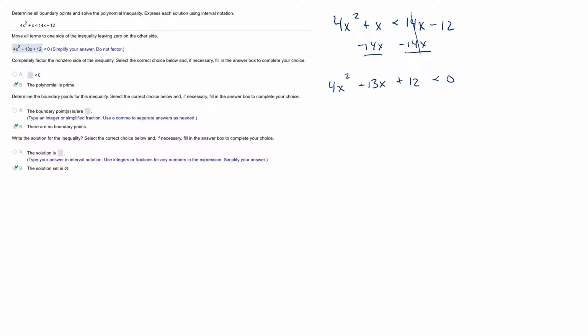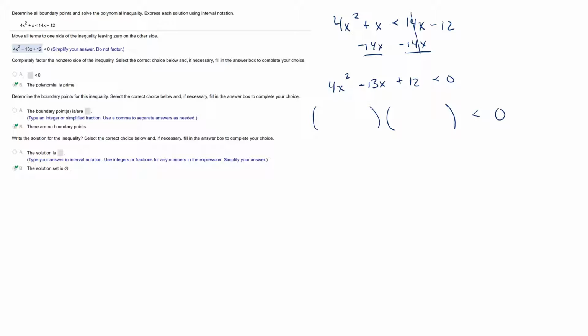the next thing they asked me to do is completely factor the non-zero side. So first I would check for a GCF. There's nothing in common between these three terms, so there's no GCF. I can't factor anything out there. It's a trinomial, and when a trinomial factors, it'll factor into two binomials. But it turns out that this trinomial actually doesn't factor.